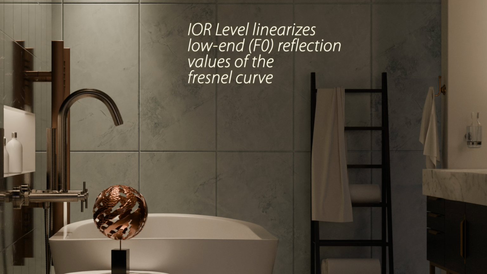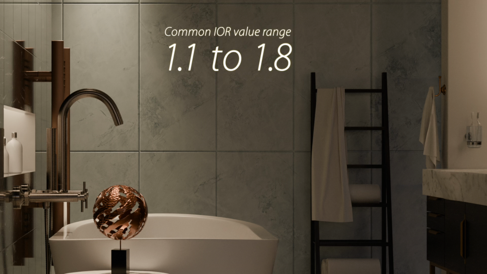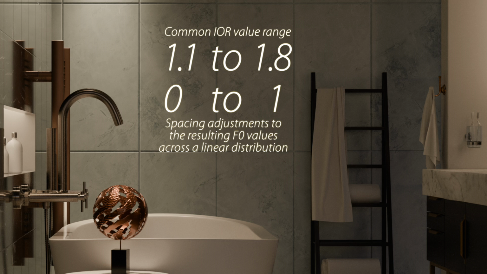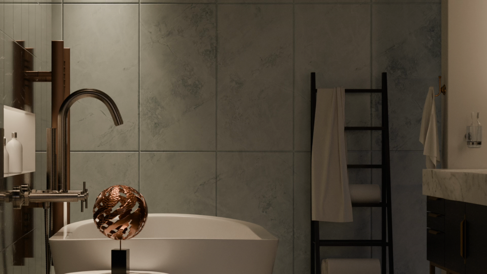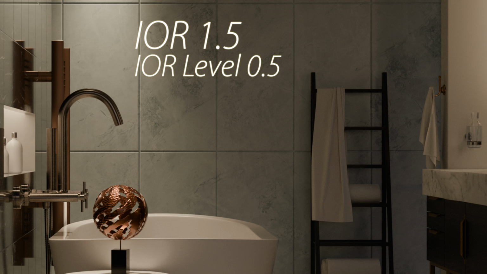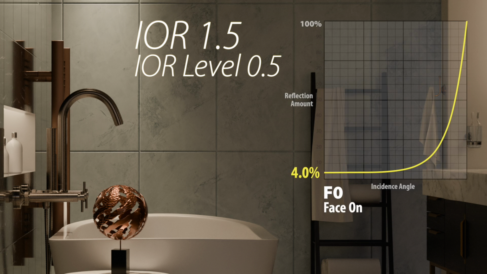Okay, so what does that mean? The index of refraction value range typically used for common reflection adjustments is actually kind of small. The IOR level helps by taking this small range of common values and spreading them within a range of 0 to 1 and spacing them in an even way. If we start with an index of refraction of 1.5, that produces 4% reflectivity at F0.